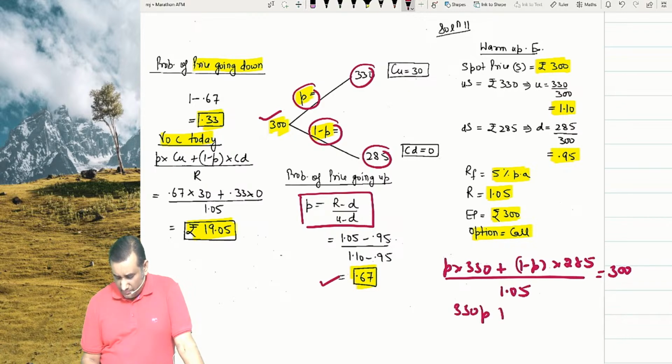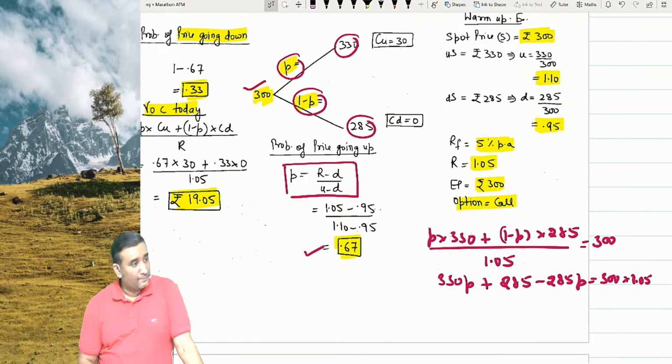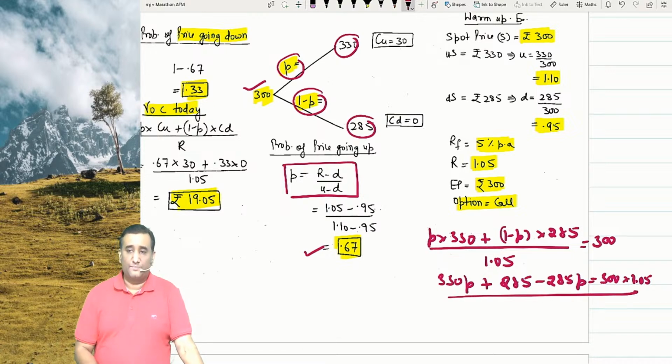30 plus 5 into... get the same thing. Now that was the one step model.